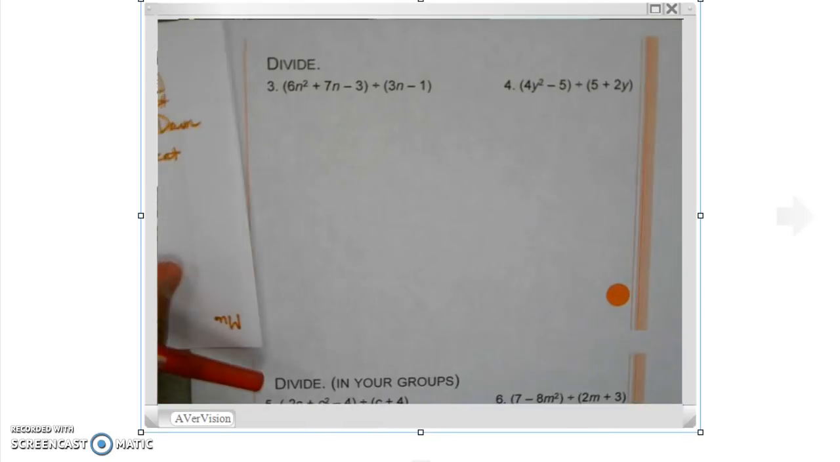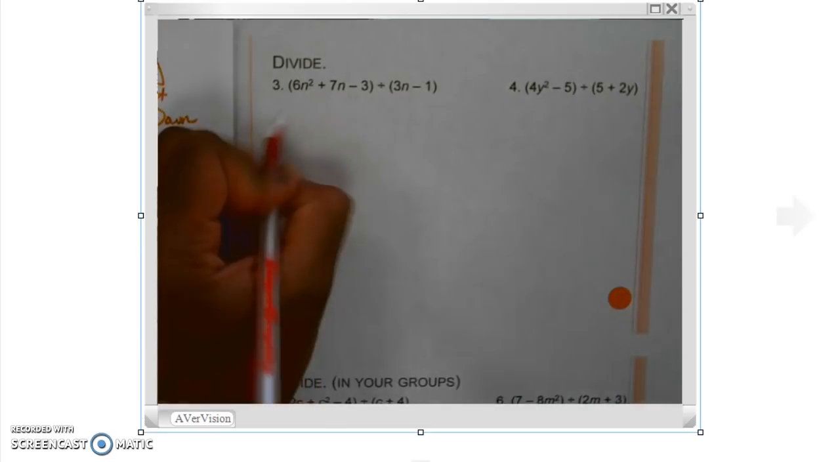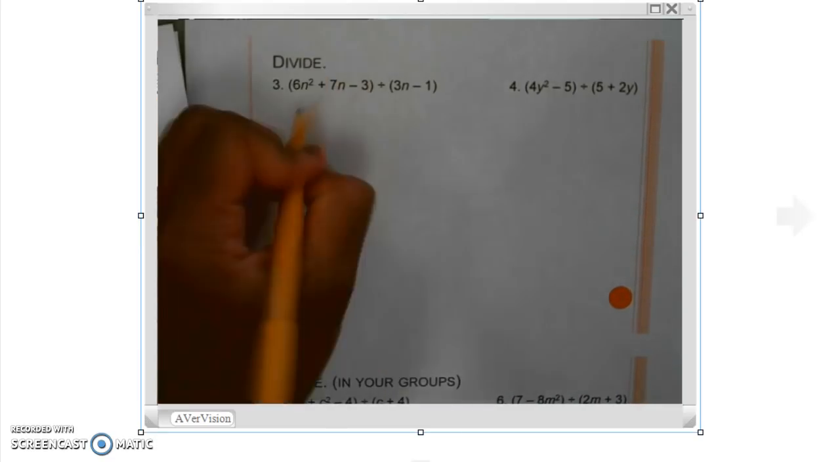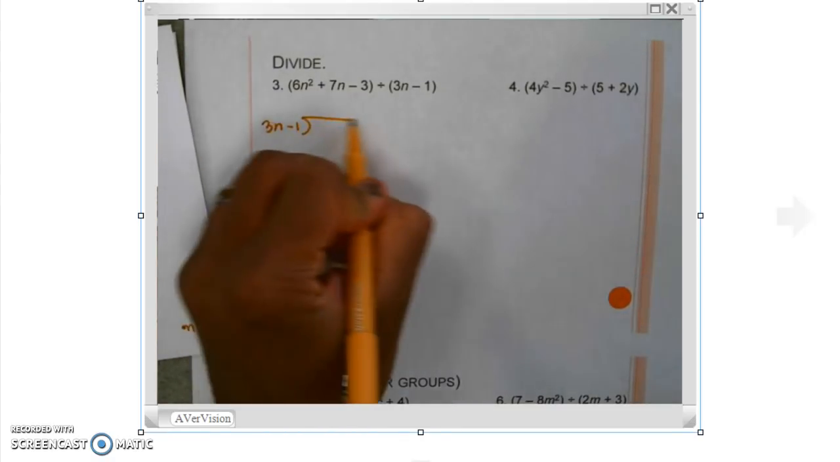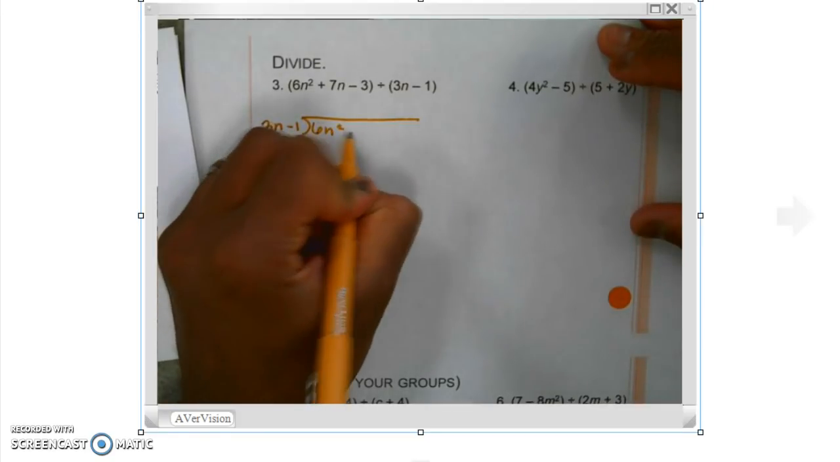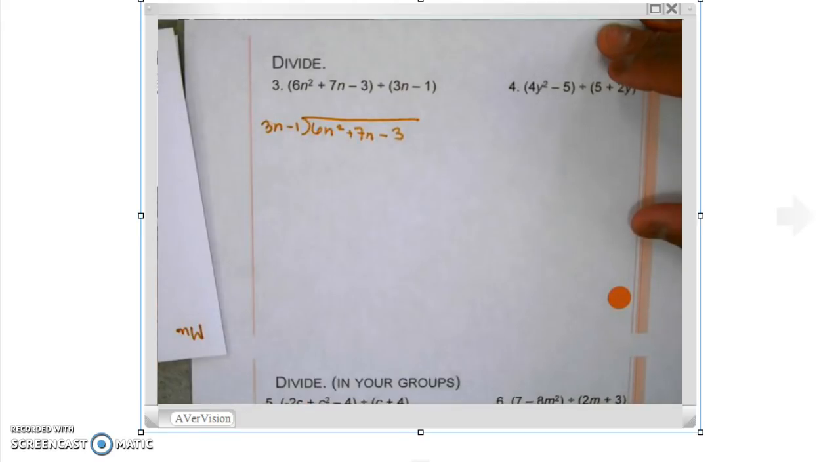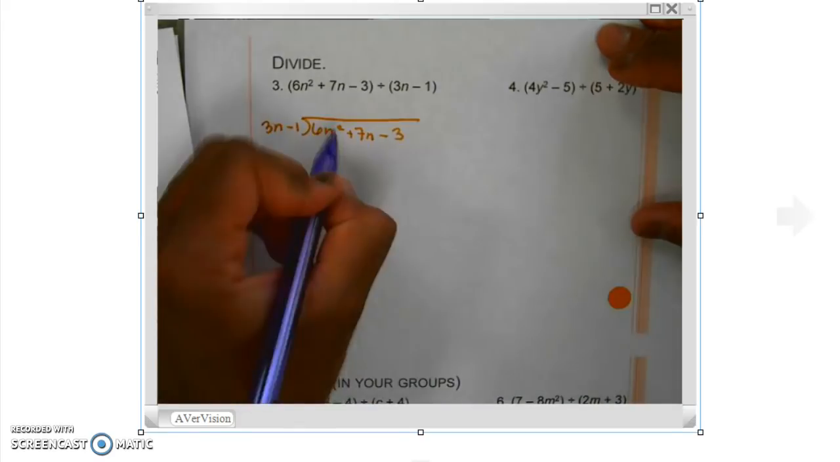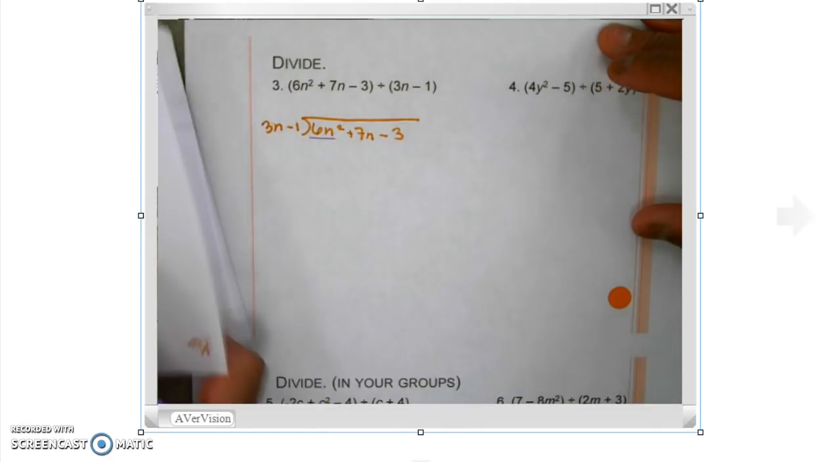It's really, really helpful. Okay, what was my first thing I needed to do? Well, divide. So I'm going to go ahead and set up my long division. 3n minus 1 is going to go into 6n squared plus 7n minus 3. My first step is to divide. Now when I'm dividing, I'm going to divide the first terms.